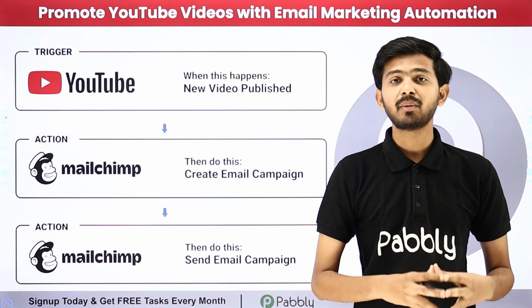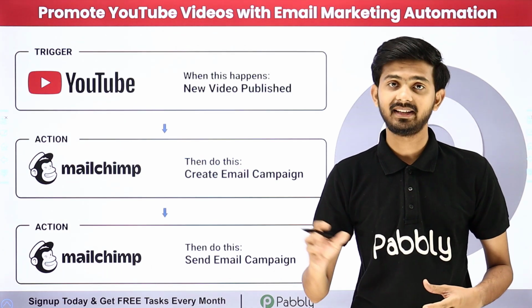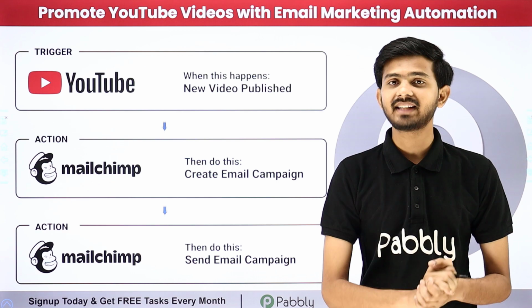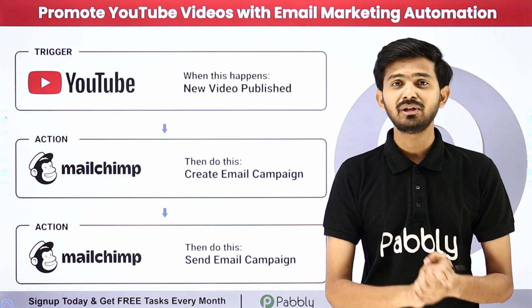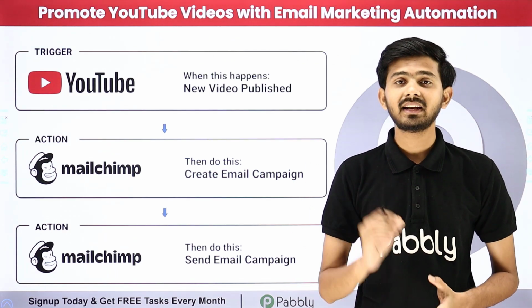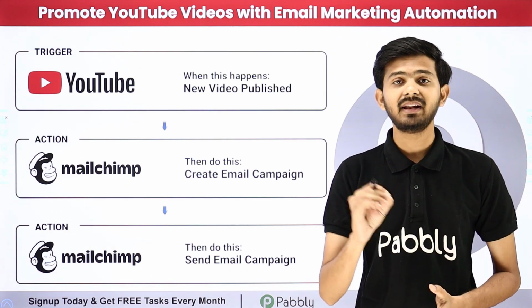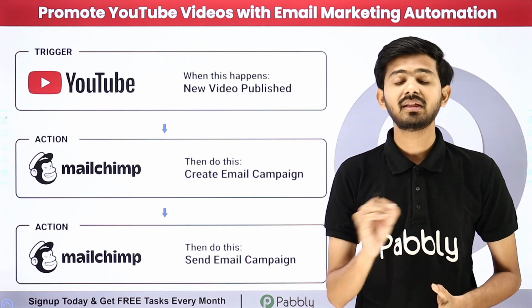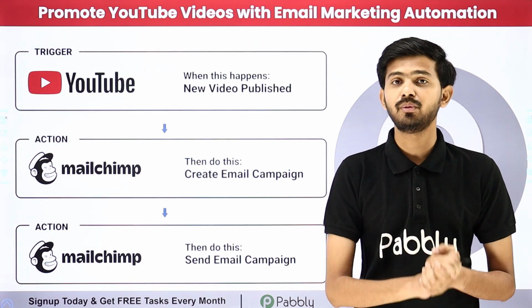So suppose we want to promote our YouTube videos that we are going to publish on our YouTube channel with email marketing. So here my objective is that whenever I'm going to publish a new video on my YouTube channel, then automatically I'm going to capture the detail of that video and I'm going to use these details to automatically first create a campaign in my Mailchimp account. And after creating that email campaign, I'm going to send that to all my subscribers for notifying that I have published a new video on my YouTube channel.